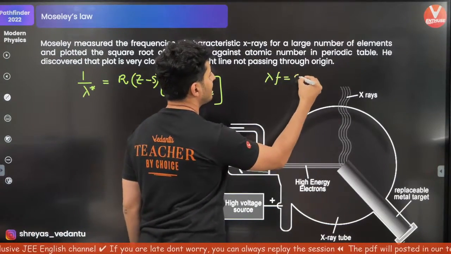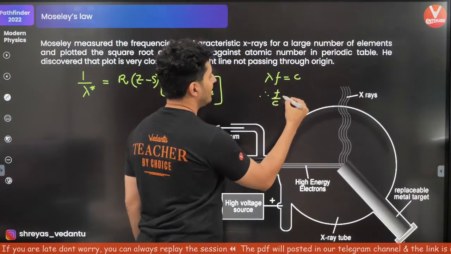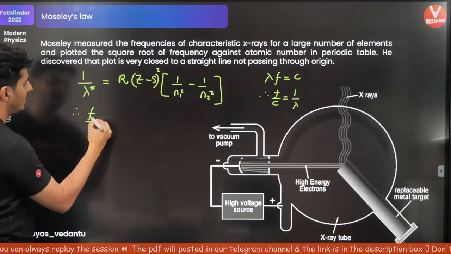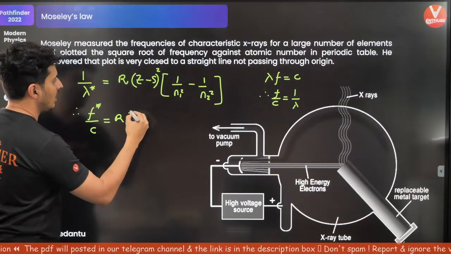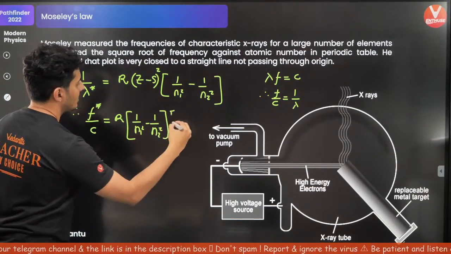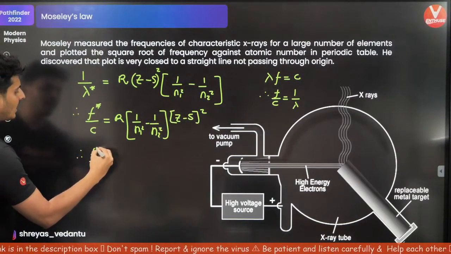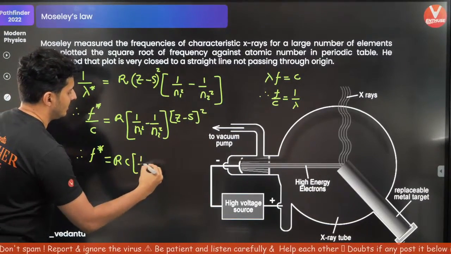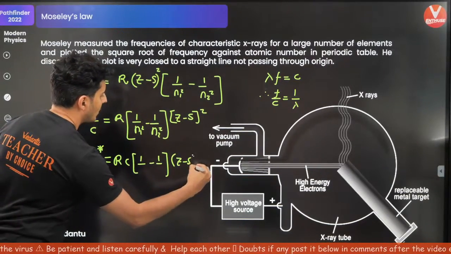because lambda into frequency is speed. So 1 by lambda, you can see that frequency by c is equal to 1 by lambda. So just substitute it over here. Therefore f characteristic by c is equal to R into 1 by n1 square minus 1 by n2 square, and this is nothing but Z minus screening constant whole square. Rearrange, you will get f characteristic, it will be Rc into whatever this is, the transitions, and you will have Z minus s the whole square.